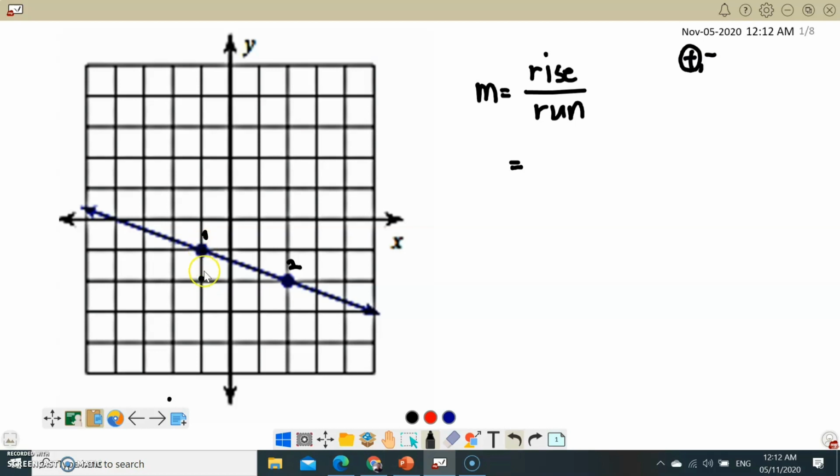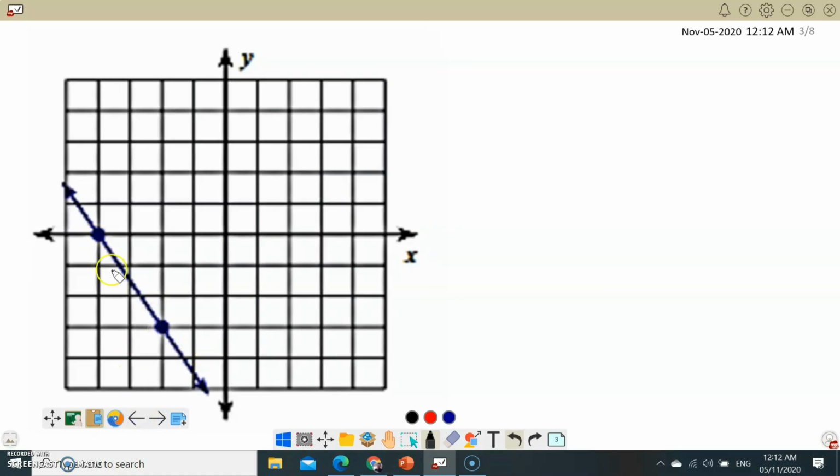Since we are going down, our rise here is negative 1, over run. From here, we're going to count how many units going to the second point. So we have 1, 2, 3. Since we move to the right, our run here is positive 3. Therefore, the slope is equal to negative 1/3. Okay, let's try one more.